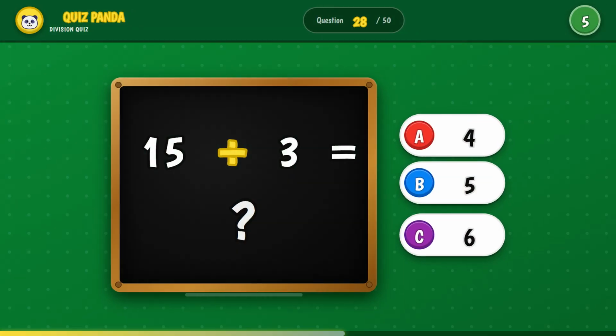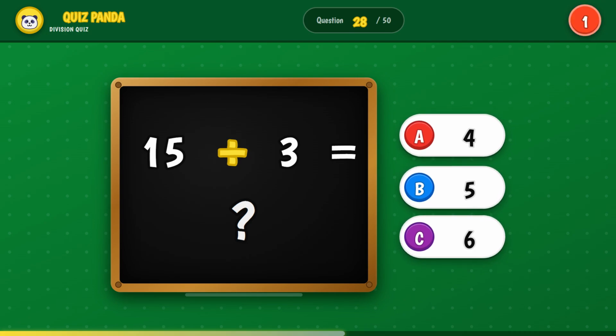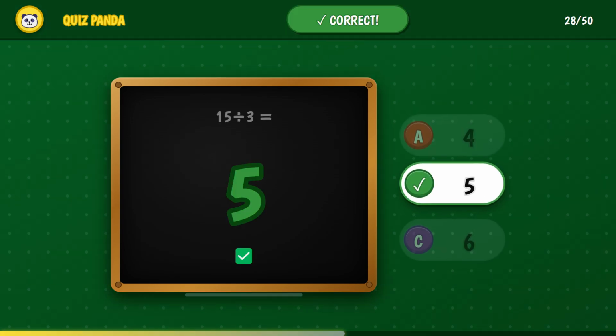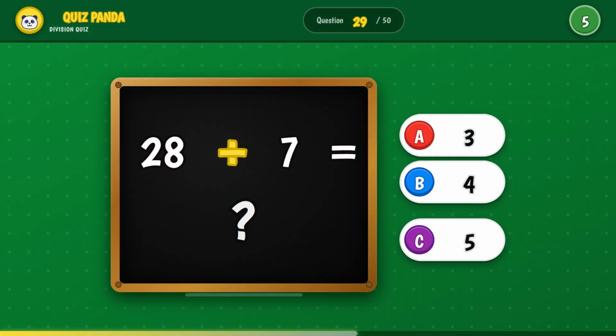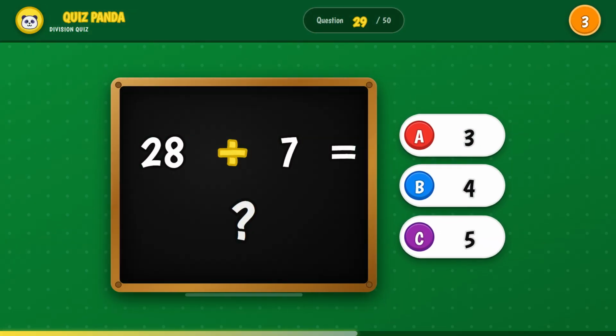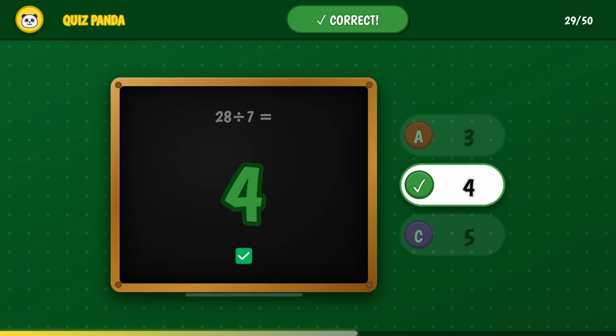Question 28. What is 15 divided by 3? The correct answer is B, 5. Number 29. 28 divided by 7 equals? The correct answer is B, 4.